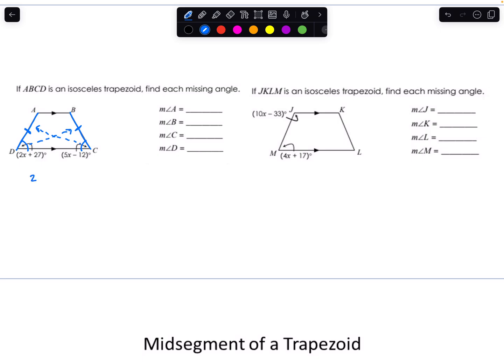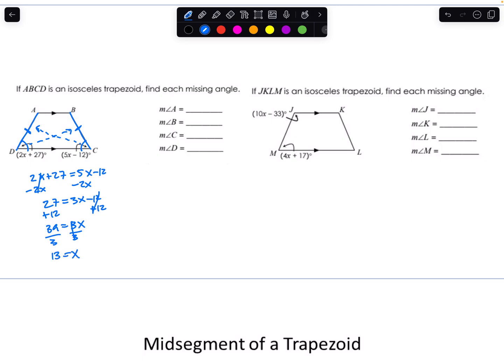Therefore, my equation will be 2x plus 27 will equal 5x minus 12. And now I can solve for x. Move the 2x over. 27 equals 3x minus 12. Isolate the variable by moving the 12 over. 39 equals 3x. When I divide by 3 on all sides, I get x equals 13.